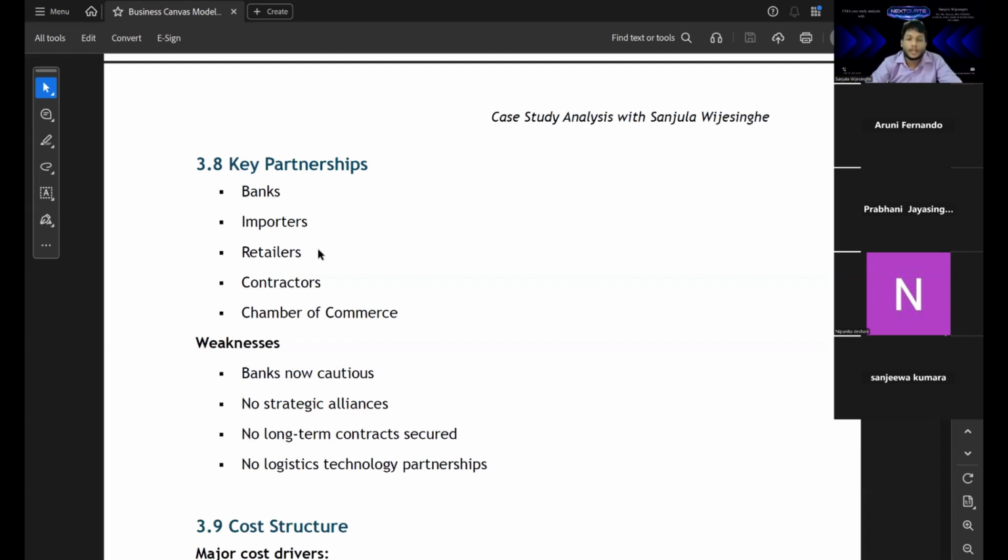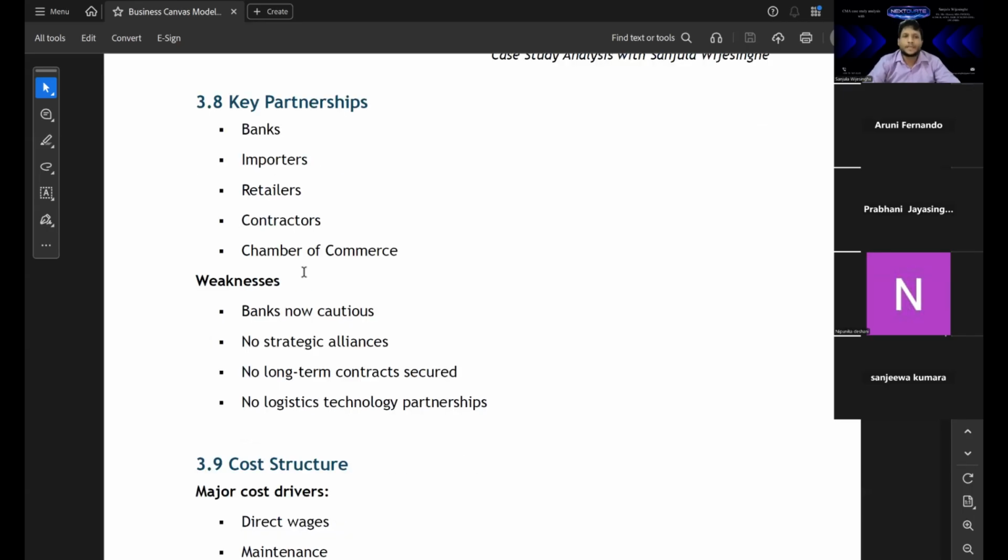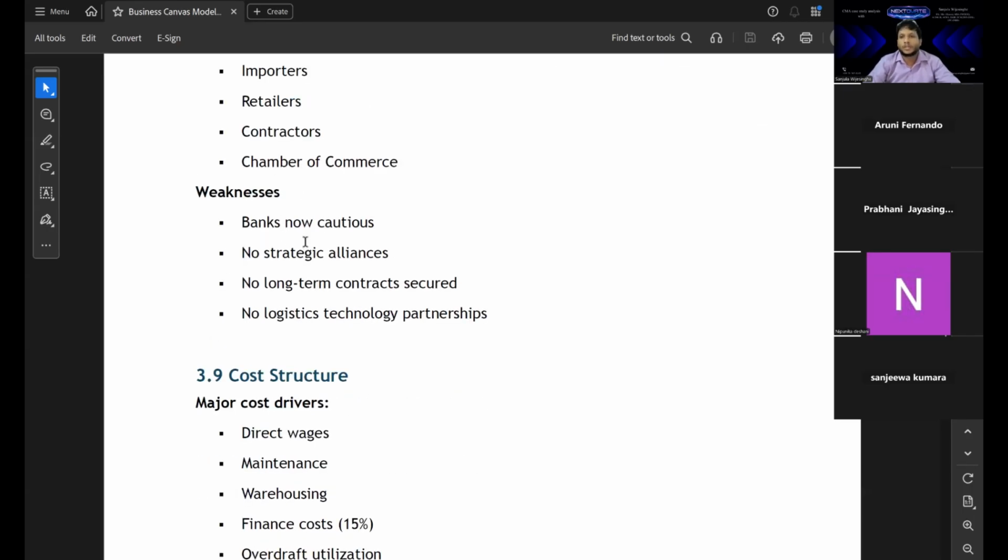Then the importers and retailers, those are the people doing business in the country. That is why the DD division provides services to them, retailers and importers. Unfortunately, exporters we cannot take here. You can add that also after writing these things. Then the contractors when it comes to constructions. Then the chamber of commerce is also available. You need to remember. Then weaknesses: we'll see banks are now cautious.